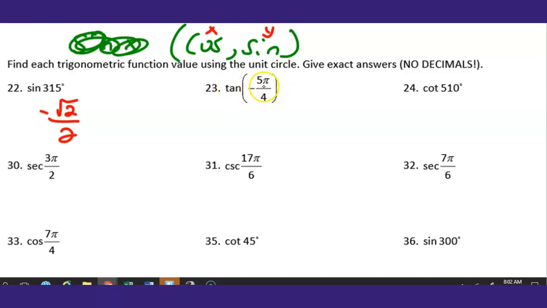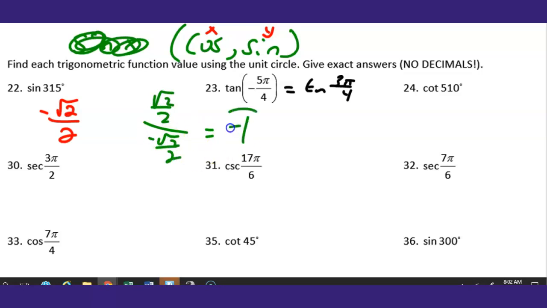Tangent of negative 5 pi over 4. So for tangent of negative 5 pi over 4, we're going to look at the tangent of 3 pi over 4 because they're coterminal. And sine of 3 pi over 4 is radical 2 over 2, and cosine is negative radical 2 over 2. So what that gives us is radical 2 over 2 over radical 2 over 2, which is 1, but that has a negative attached, so negative 1.